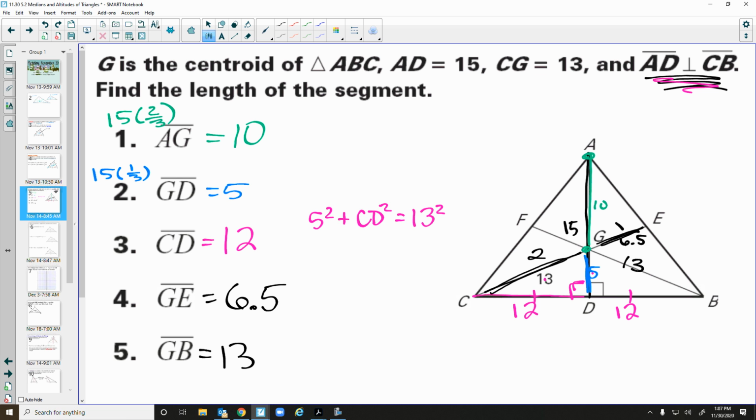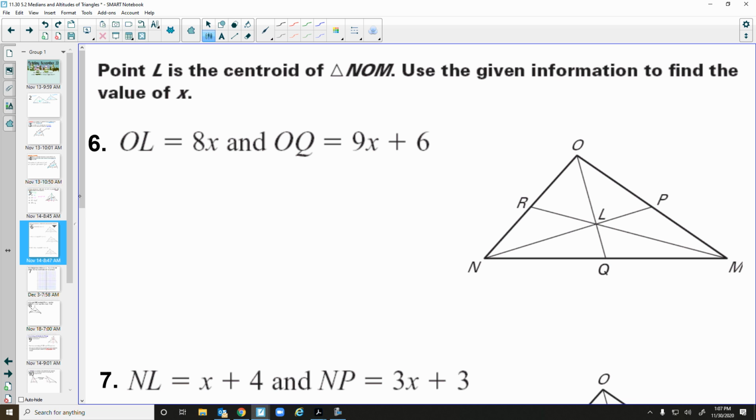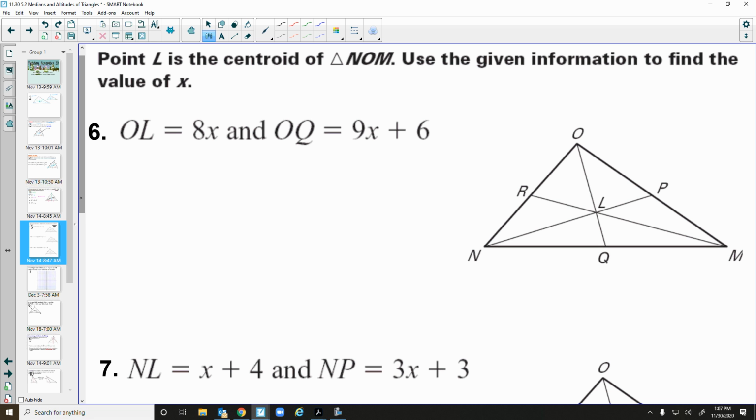Okay, so let's do a little bit more. On to the next part. We're finding x for all 3 of these. We're going to change the last one, just a heads up. On this one, L is the centroid, which means all of these are medians.